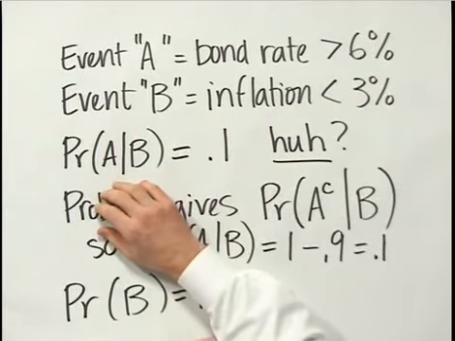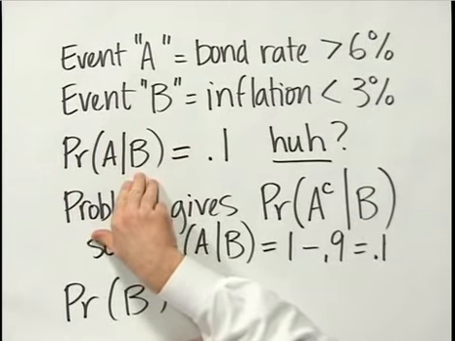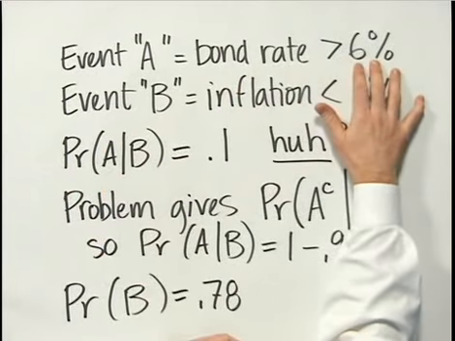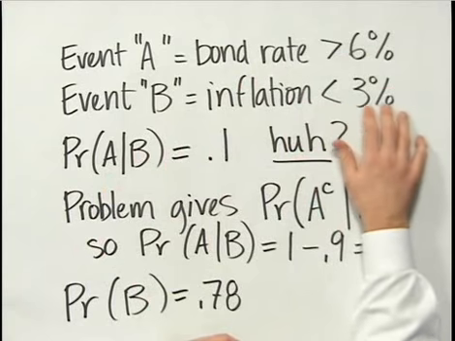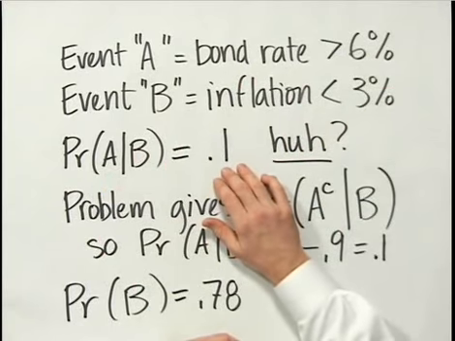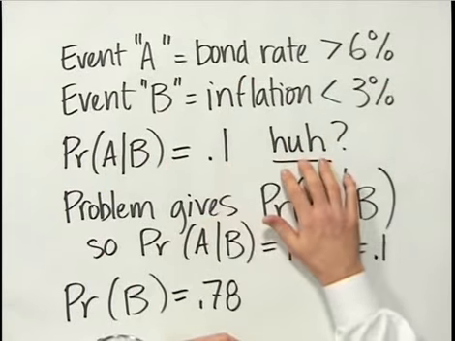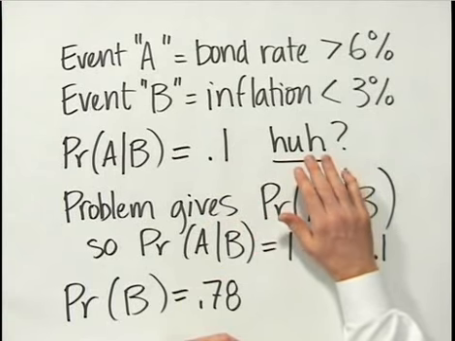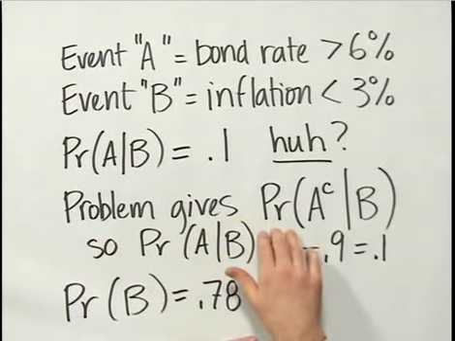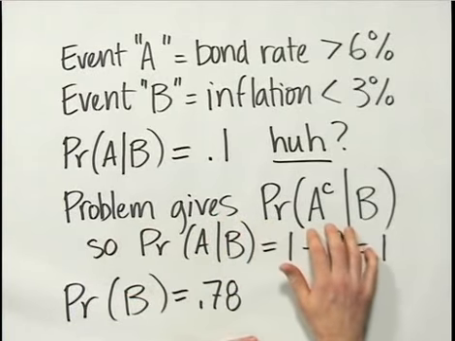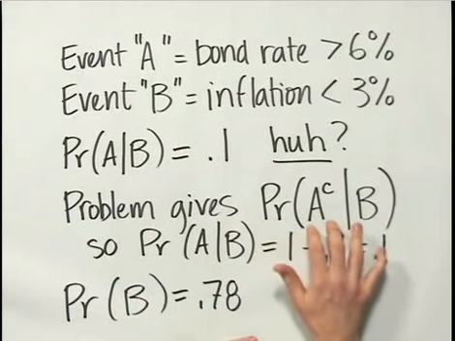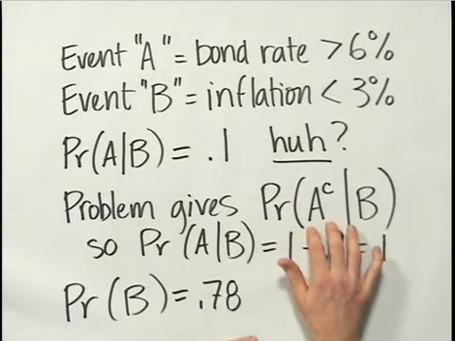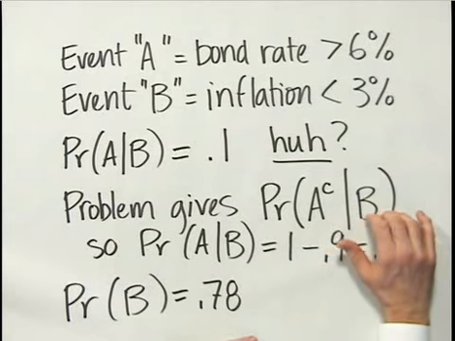Now, if I look at those two things, the probability of A given B, or the probability that the bond rate is above 6% given that inflation is below 3%, is actually equal to 0.1 or 10%. At this point, you might be saying to yourself, what's going on? Didn't you give me the conditional probability being 0.9? Well, I did, but if you look down at the slide, I remind us that the problem gave us the probability of A complement given B.